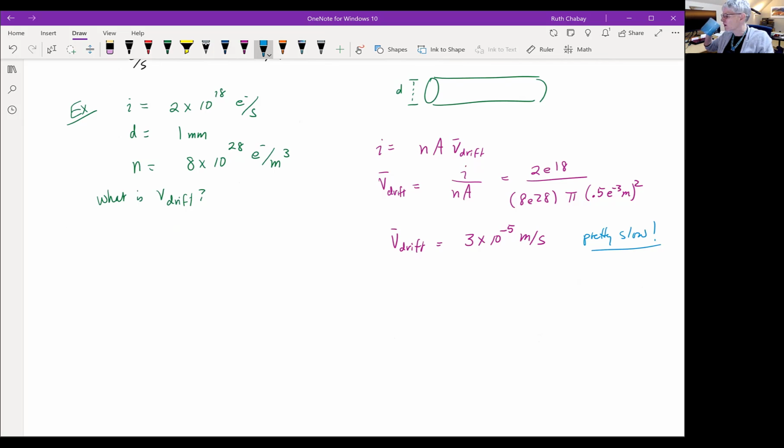So why is it this slow? Well, it doesn't have to be faster because there's so many electrons in the wire that you can get a big current, a huge number of electrons per second crossing a line, entering a section of the conductor with a tiny drift speed.